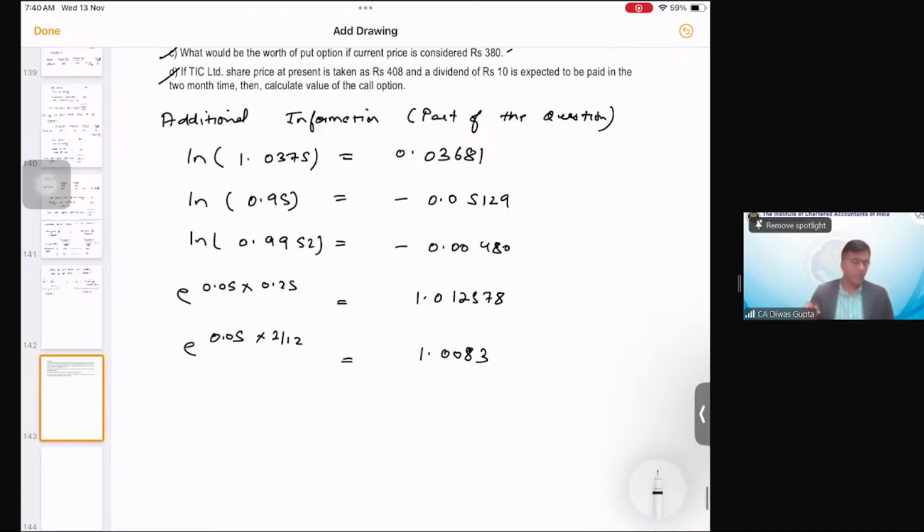Please note this as a part of the question, right? Because these natural logs and e raised to the power values will be given, or the table will be provided to solve for this.